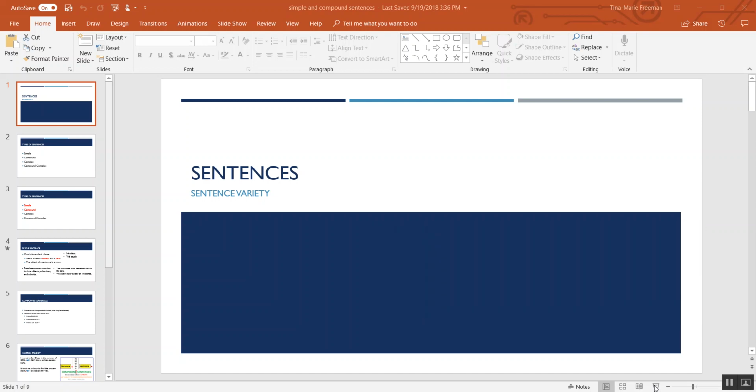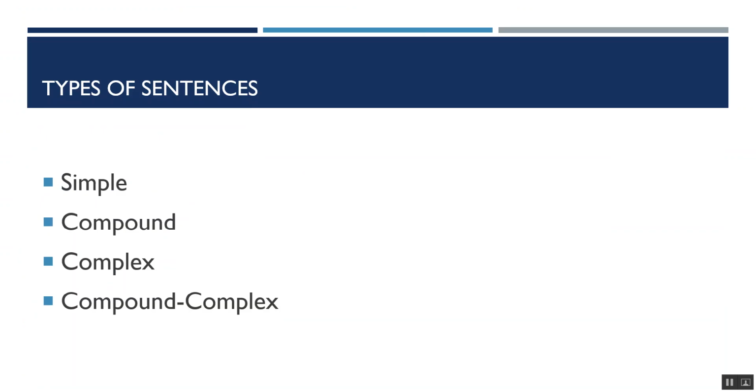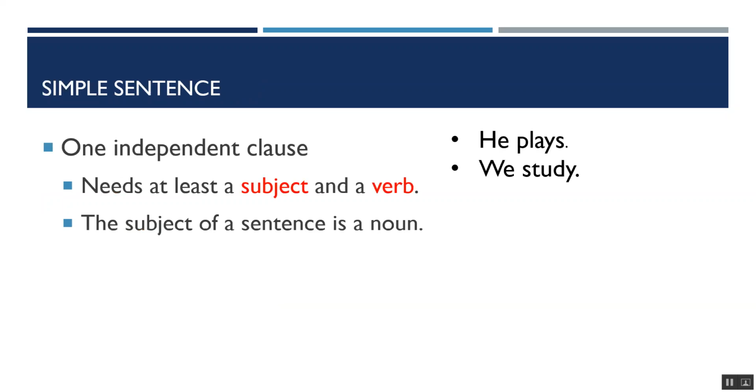Hi, we are going to look at sentences today and some ways that we make sentences and have variety in our sentences. So there are many different types of sentences: simple, compound, complex, and compound complex. We're going to focus today on simple and compound sentences.